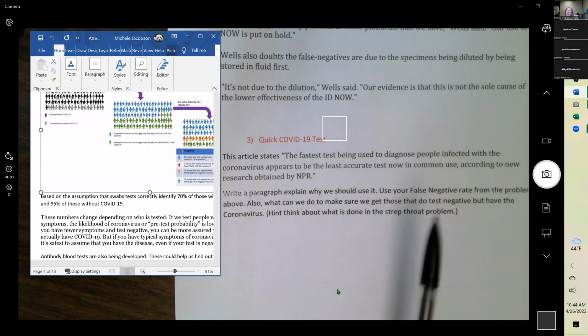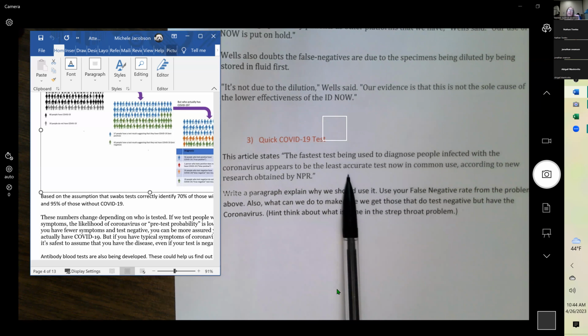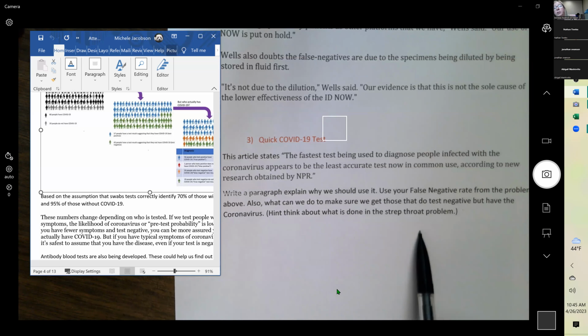See, they're using this test. It's not as accurate as other tests, but it's quick, just like the first test you use for strep throat. It's fast, it gets a lot of people, but then there are some that don't get it. And so that's why they should send it out and use a more accurate test on the negative ones.